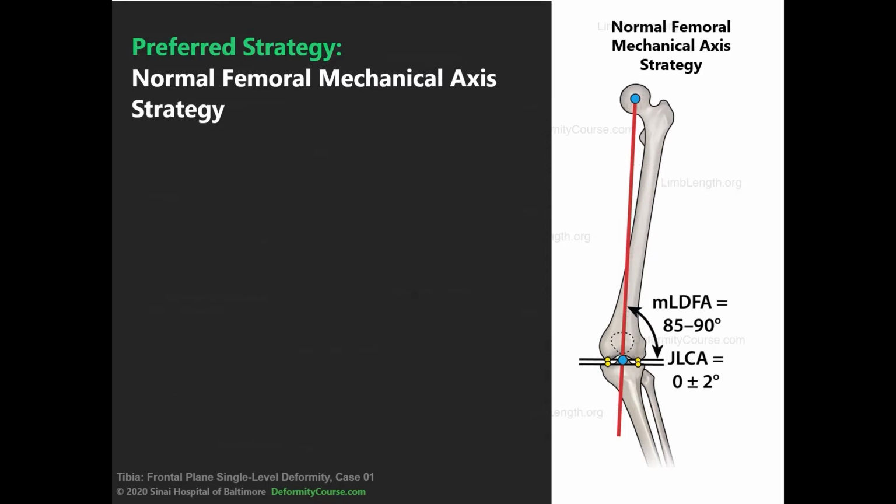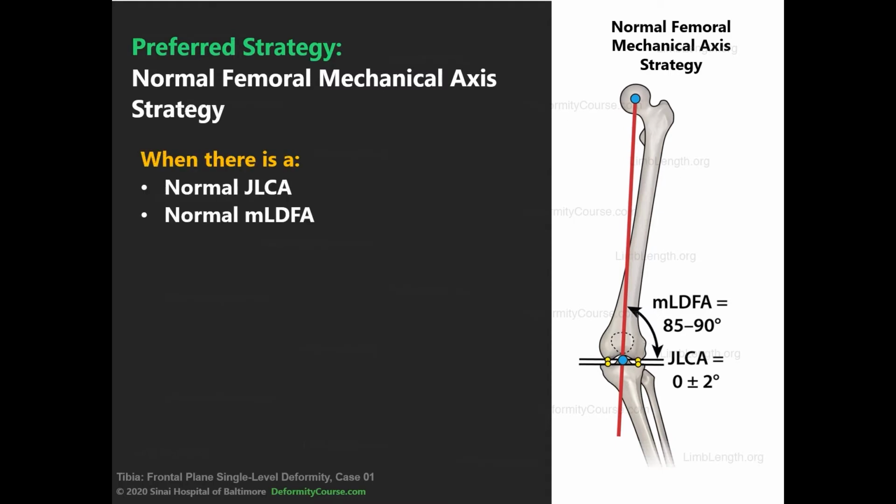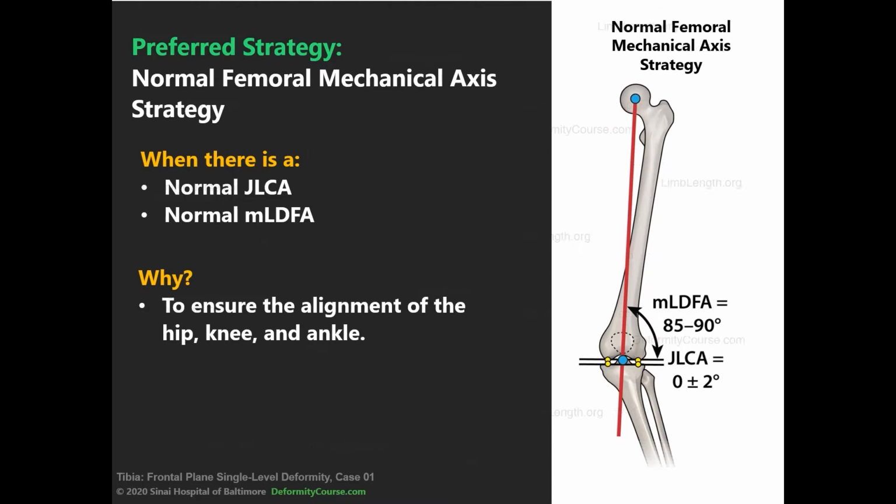Our preferred strategy is to use a normal femoral mechanical axis. This can be done if there is a normal JLCA and in presence of a normal LDFA. The objective is to ensure the alignment of the hip, the knee, and the ankle.